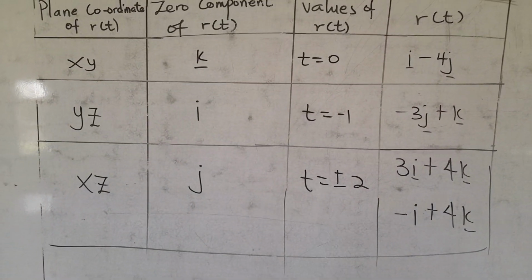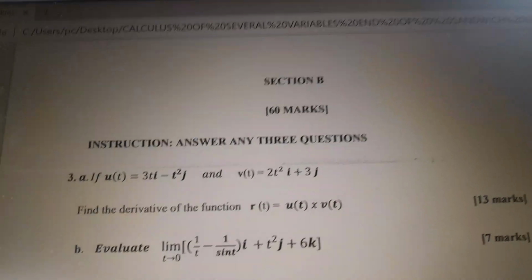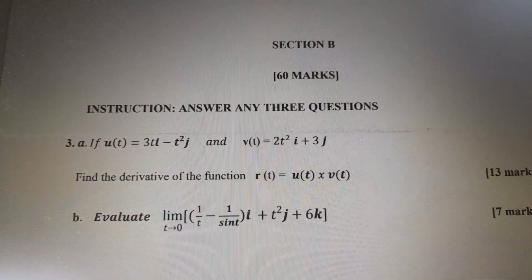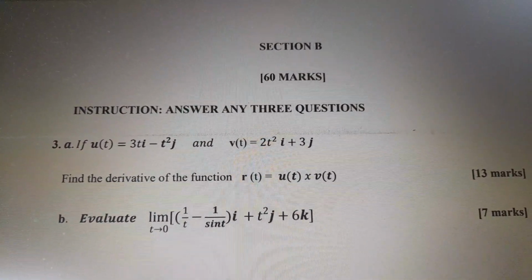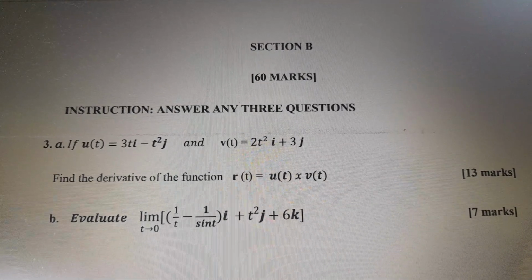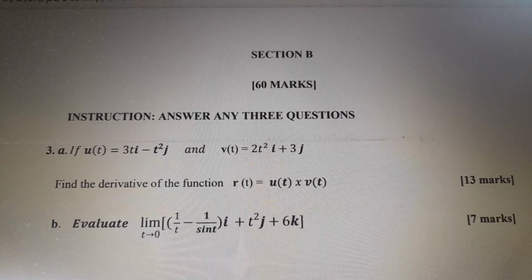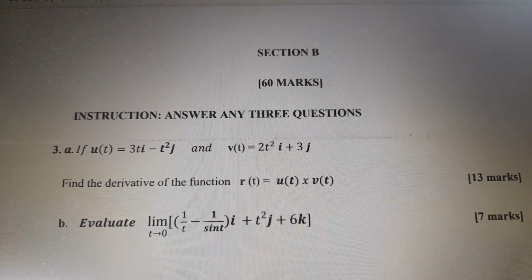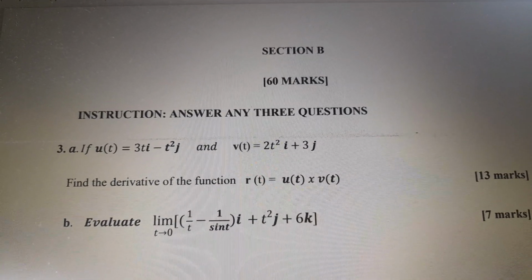We go to our question number 3. So that was all about section A, which is the compulsory aspect. Now we'll go to section B, where students are supposed to answer any 3 questions here. There are 4 questions, and students are supposed to answer 3 questions.